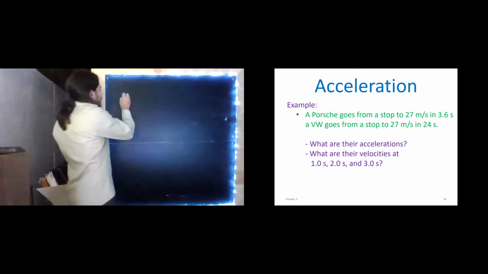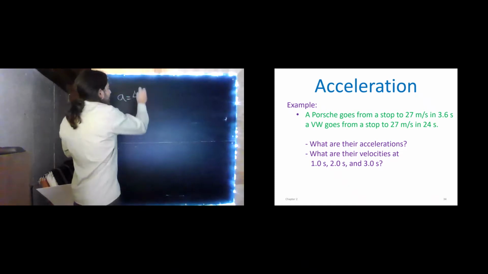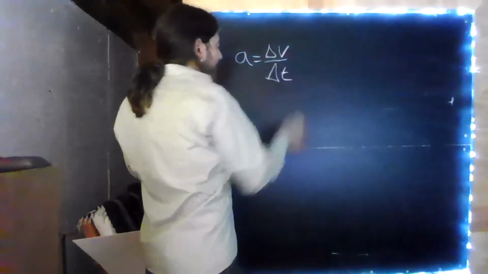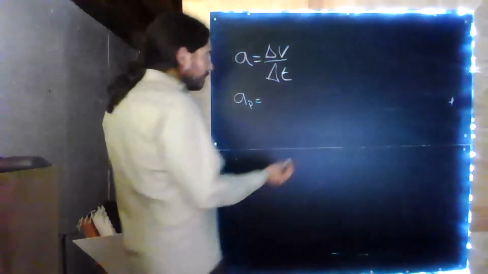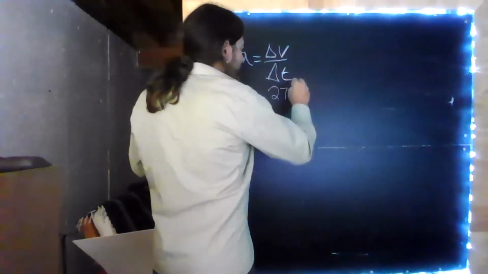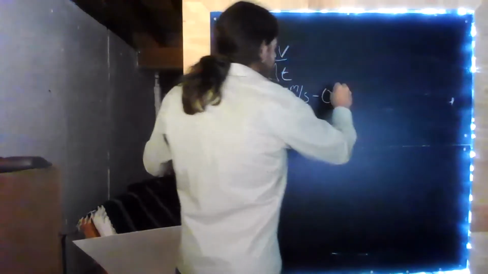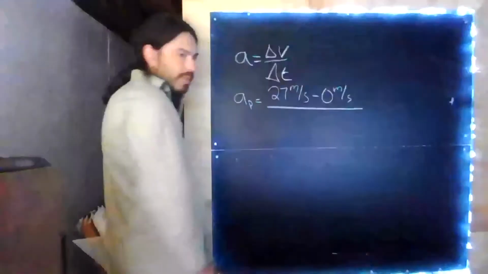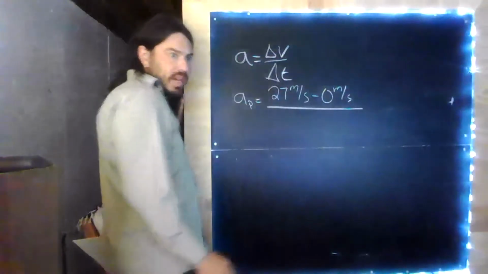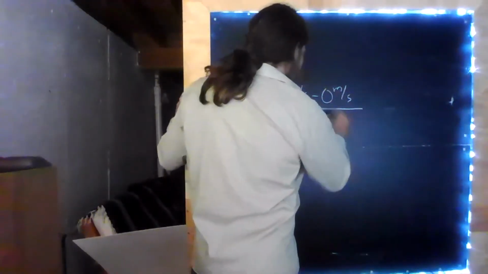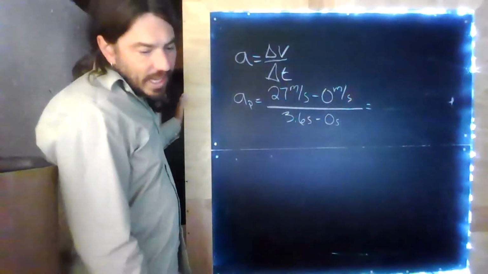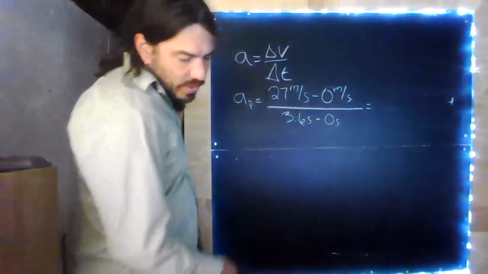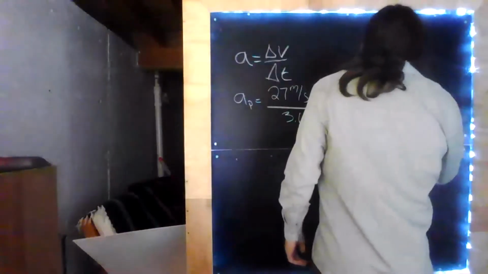So we could just calculate their acceleration. A equals delta V over delta T. And so A for the Porsche, well, that is going to be delta V, 27 meters per second, minus 0 meters per second, to be real pedantic about it, divided by 3.6 seconds, minus 0 seconds. And when I run my calculator, I get 7.5 meters per second squared.